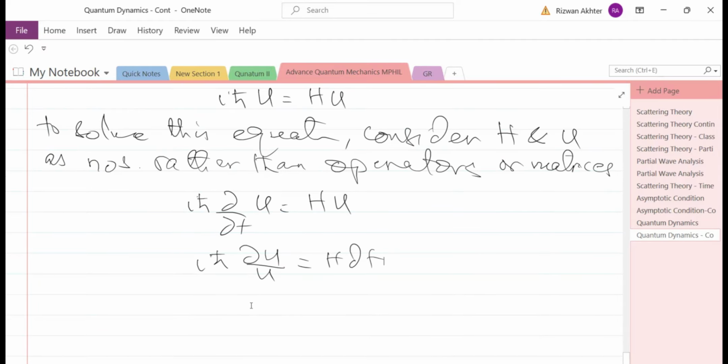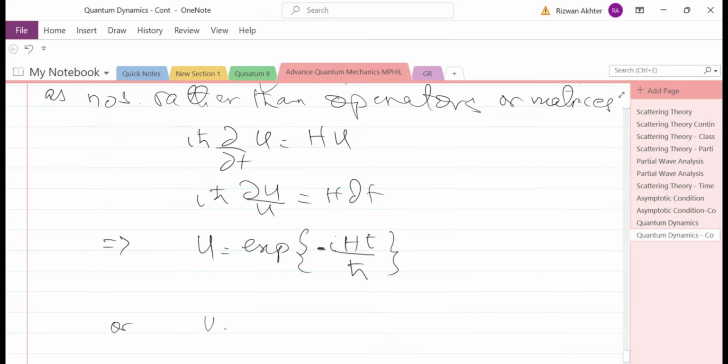And if we solve all this, what will the solution be? u would be equal to the exponential of minus iota H t over h bar, or you could also write it as u equals e to the power minus iota H t over h bar. Here we consider that H, the capital H that is the Hamiltonian, and u are both numbers. And second, that H is in fact time independent.